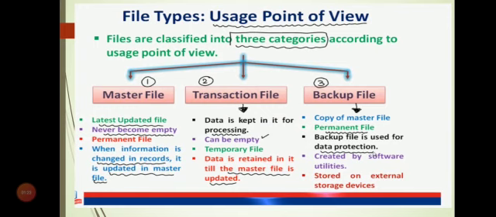Here are the types of file from the usage point of view. Files are classified into three categories: master file, transaction file, and backup file. What is a master file? A master file is the latest updated file and it never becomes empty. Master file is a permanent file, and when information is changed in the record, it is updated in the master file.